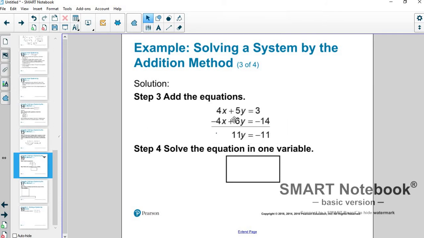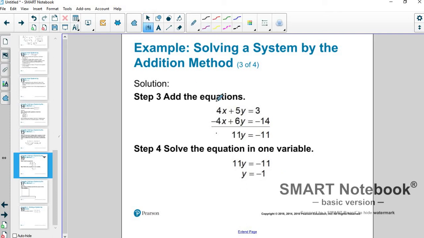If I add them together, I get 0x, 5 and 6 is 11y, and 3 plus negative 14 is negative 11. And then if you divide both sides by 11, you get y equals negative 1. Okay? Just like before, y equals negative 1 is only part of the solution.